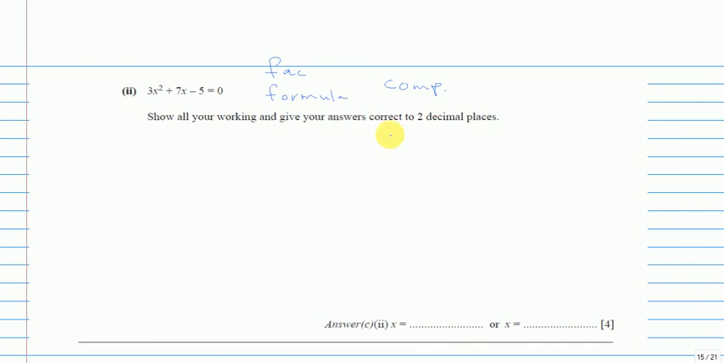Now whenever you see something they have written correct to two decimal places, you cannot use the factorization method. Why? Because in factorization method the answer is not to two decimal places, it's a whole number. It's a proper integer, so we cannot use this. What we can use is formula and completing the square.